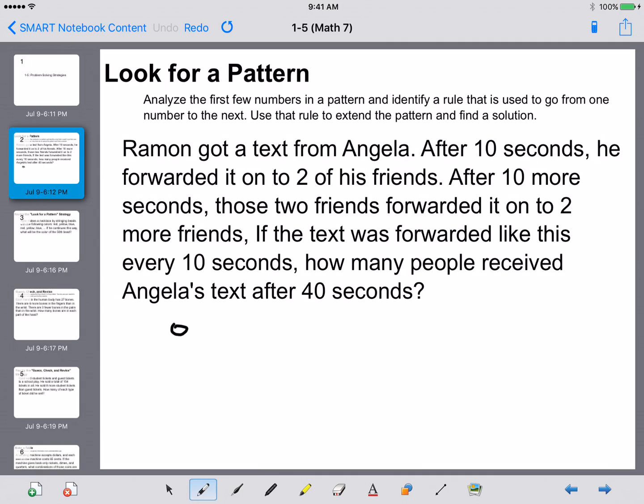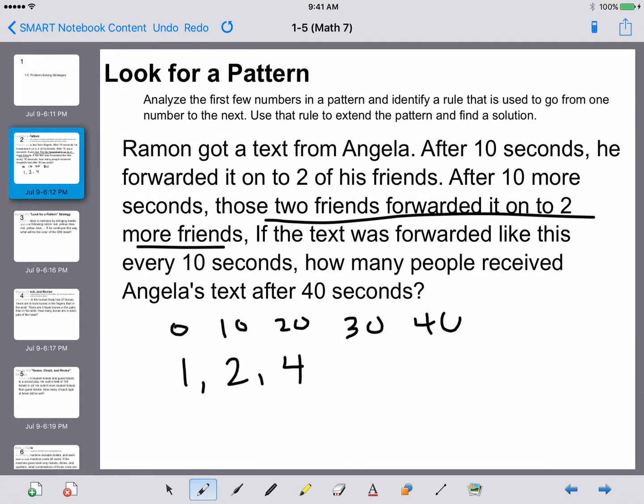So the original time, we started off with 0 seconds. So that one person had it. After 10 seconds, remember, he forwarded it on to 2 friends. So 2 people received the text after 10 seconds. After 10 more seconds, so we're at 20, those 2 friends forwarded it on to 2 more friends. So that's 4. We want to figure out how many people received that after 40 seconds.